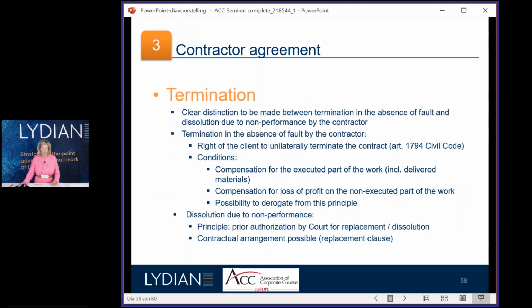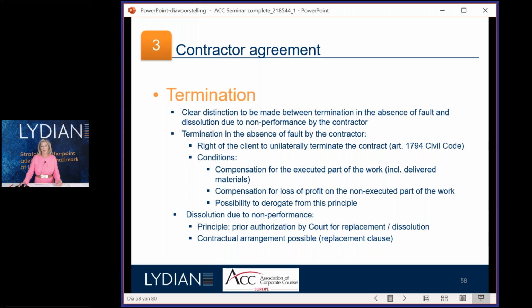Then let's pass on to our next subject, which is the termination of the contractor agreement. I will be quite short on this one. Just make sure that in the contractor agreement, you make a clear distinction between the termination in the absence of a contractor's default and the dissolution of the contract due to the non-performance or a contractor's default. With respect to the termination in the absence of a fault by the contractor, please note that under Belgian law, the client always is entitled to unilaterally terminate the contract at any given time and without any motivation.